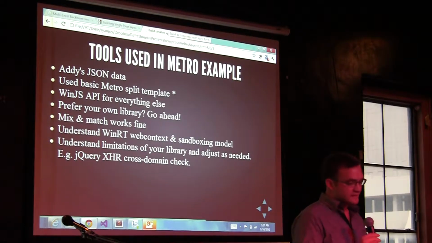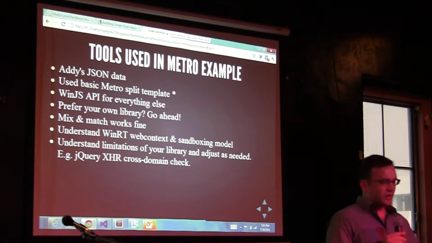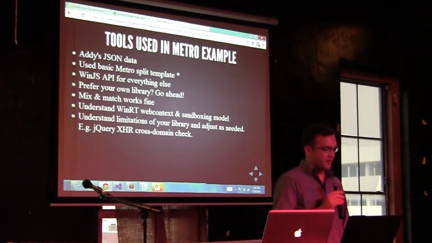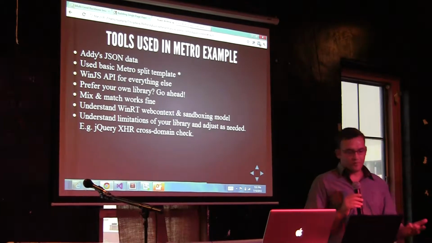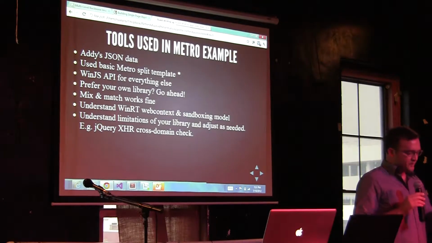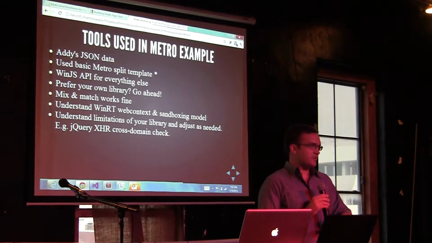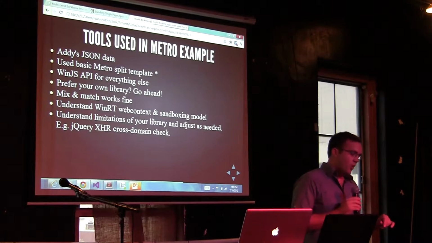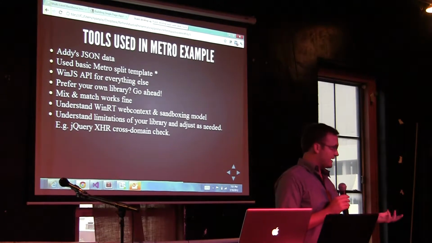I didn't have to do that. If you prefer your own library, go ahead and use it. Mix and match works really well. You do need to understand some of the context of the WinRT and sandboxing model. You also need to understand some of the limitations of your library. For example, the jQuery XHR checks for cross-domain first. It does it in such a way that you need to either disable CORS, C-O-R-S, or you need to use the WinJS XHR for your AJAX calls.